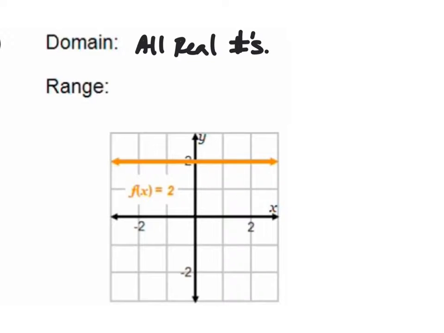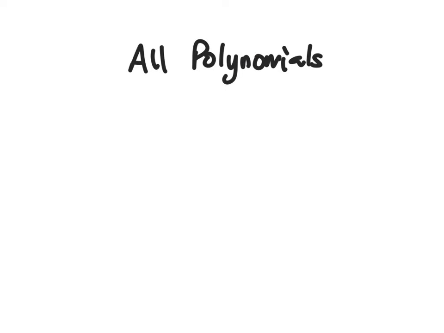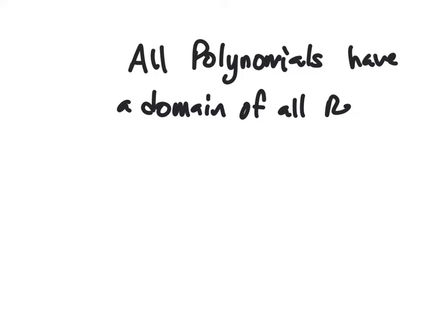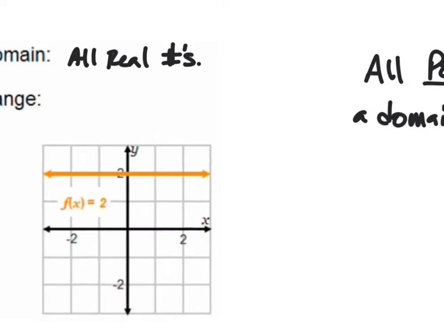And actually, that's going to be true for all polynomials. And let's write that over here. All polynomials have a domain of all real numbers. Okay. And that includes lines, parabolas, cubic functions, so any polynomial. So all polynomials have that same domain.